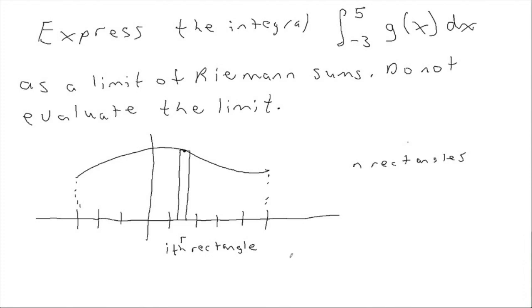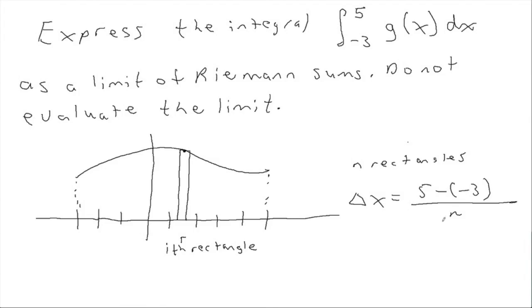So what's going to be the width of that rectangle? It's going to be 5 minus -3 over n. Okay, good. That's right. What's our symbol for that width? Delta x. That's right. But what you said was a good definition. The width of that rectangle will be this, the total width divided by the number of rectangles.